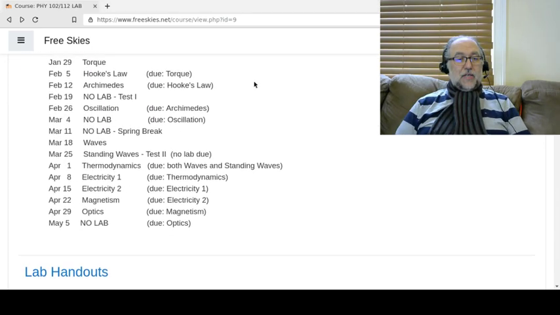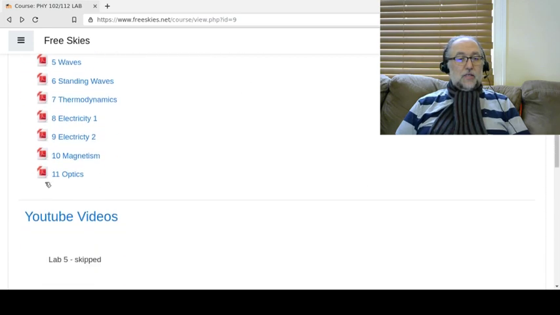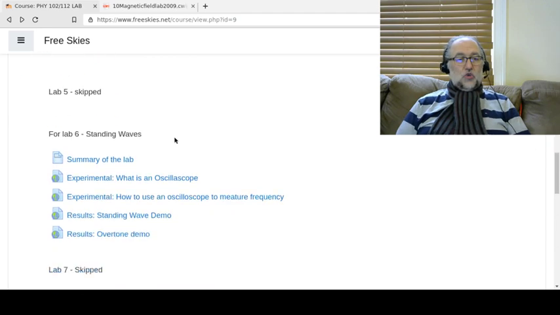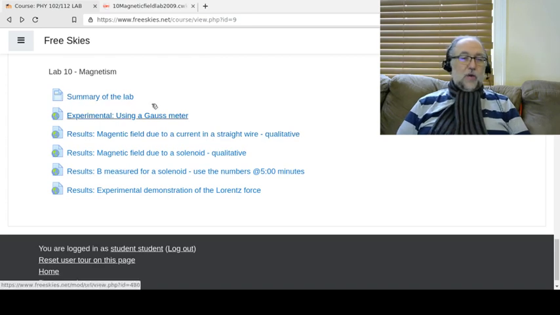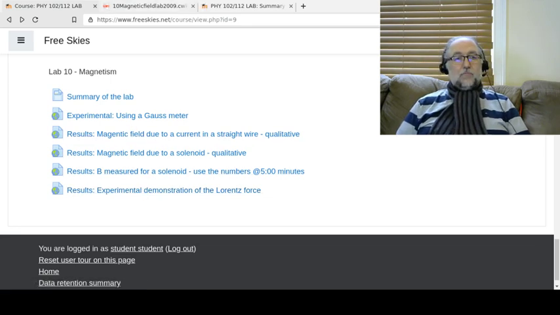Magnetism, it's lab number 10, which is this one right here. So open that up in a new tab, and we'll look at that in a second. And as usual, way down at the bottom here, I have basically a summary of what I expect to see in this lab, and also some YouTube videos describing the phenomena that we're going to look at.